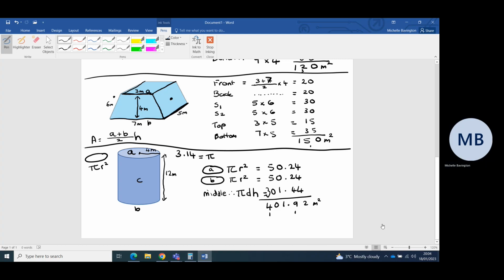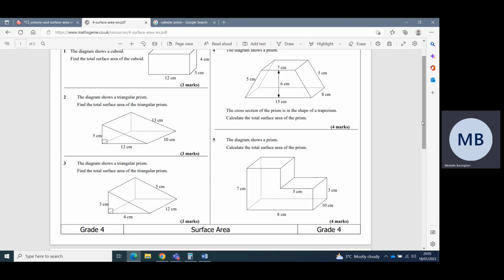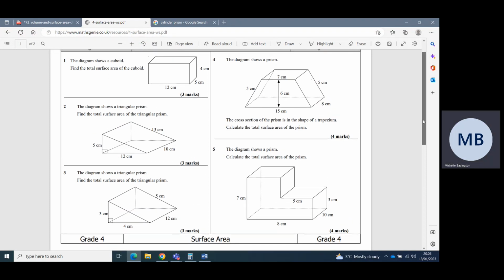And that is the surface area of a number of shapes. Now, what I'd like you to do is to look at these questions here. So we've got a cuboid, a triangular prism, a trapezium. Got a mixed shape here. I wondered if you could have a go at that.